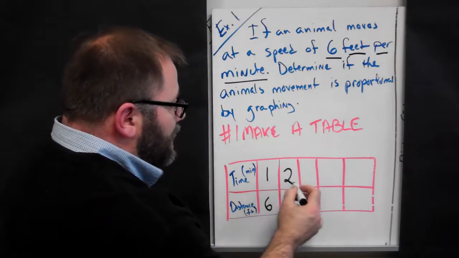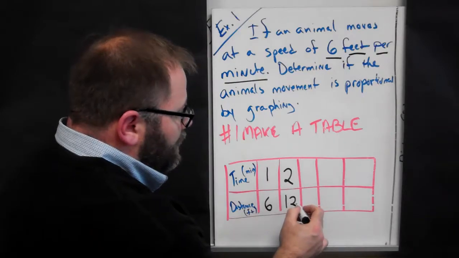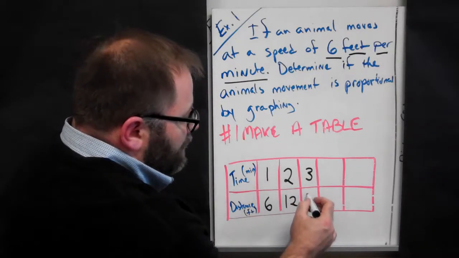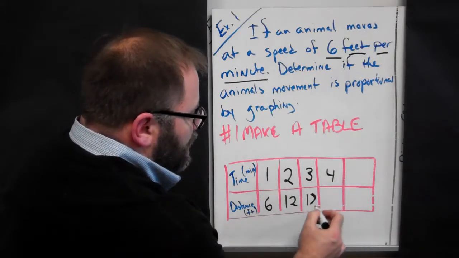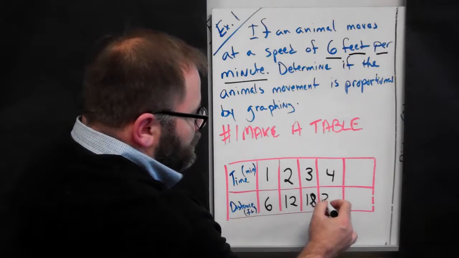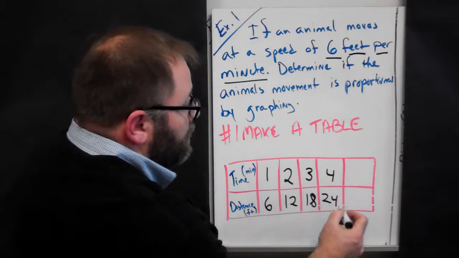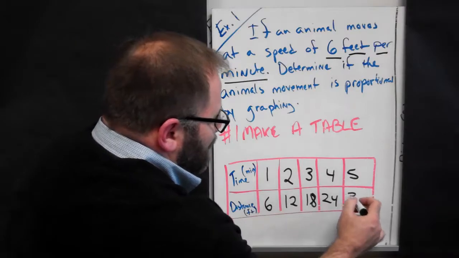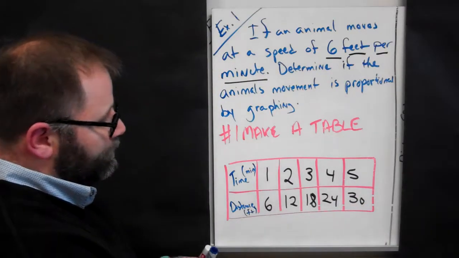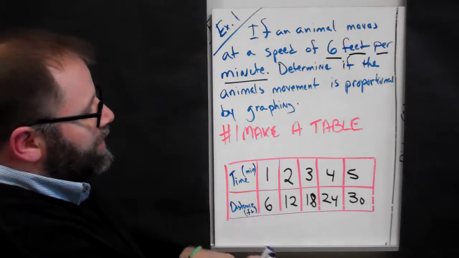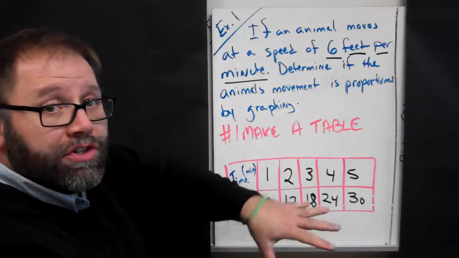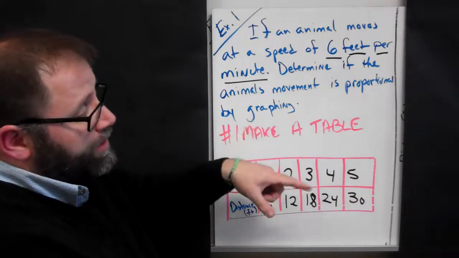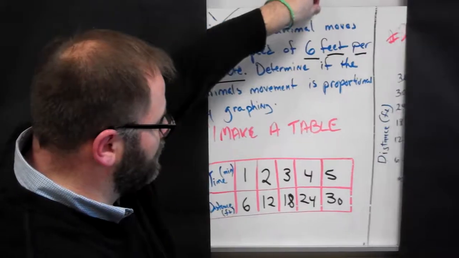In the second minute, it will travel 12 feet. Third minute, 18. Fourth minute, this is an 8, 24. Fifth minute, had to check my math, 30 feet. So now that we have our table, we're going to take these and turn them into ordered pairs so that we can then graph them.